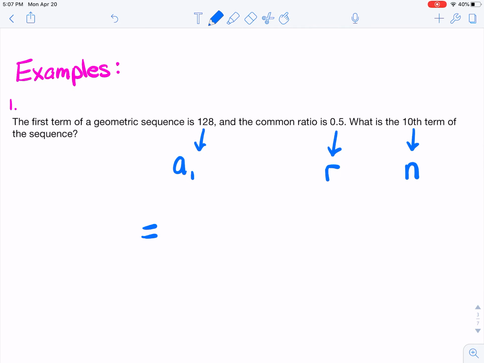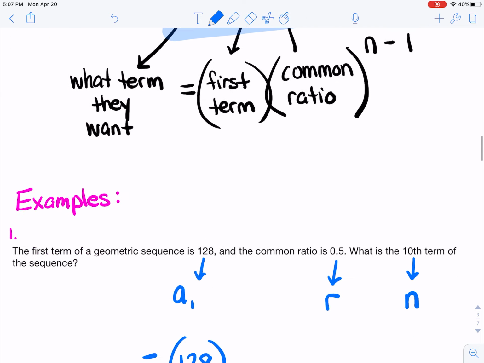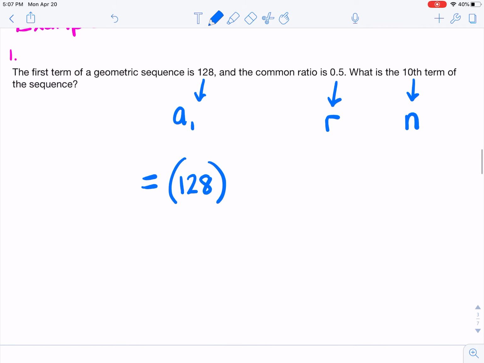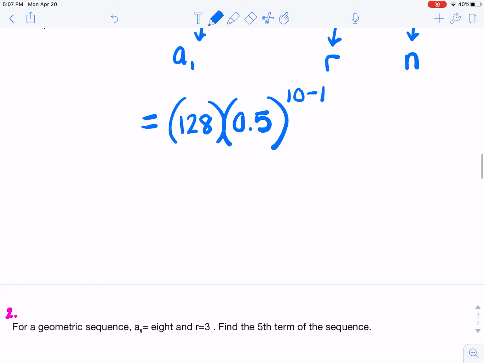So I'm going to take my first term, which is 128. I'm putting parentheses around it because it's multiplication, and that is not being raised to the exponent like the common ratio is. Then I have the common ratio of 0.5. That's my r. And then I'm going to plug in 10 minus 1. Again, I know you could probably do 10 minus 1 in your head. I'm being dramatic here by writing it all out.